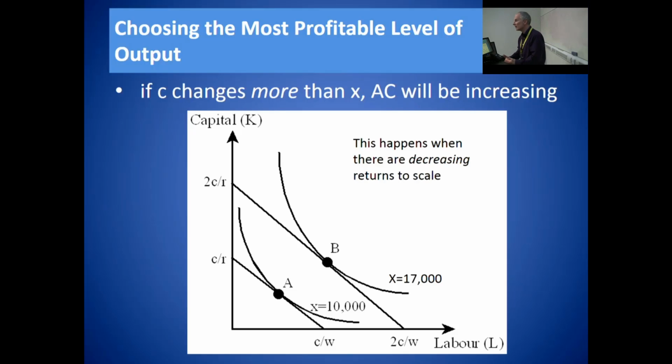We doubled all labour and all capital. We move again from that iso-cost line, that lower one, to this higher iso-cost line there. That allows us to again produce more output. This time though, the increase in output is from 10,000 units at point A to 17,000 units at point B. So we've doubled all factor inputs and doubled costs, but output has less than doubled. That happens when there are decreasing returns to scale.